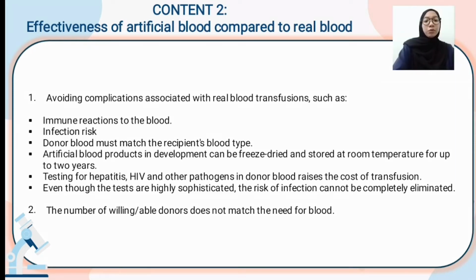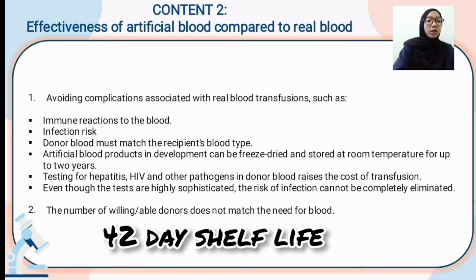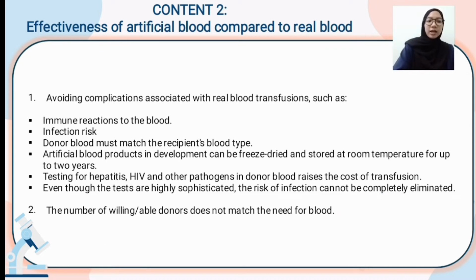And then human blood must be refrigerated and has a 42-day shelf life, whereas artificial blood products in development can be freeze-dried and stored at room temperature for up to 2 years. Okay, next, testing for hepatitis, HIV, and other pathogens in donor blood raises the cost of transfusion. And the last one, even though the tests are highly sophisticated, the risk of infection cannot be completely eliminated.